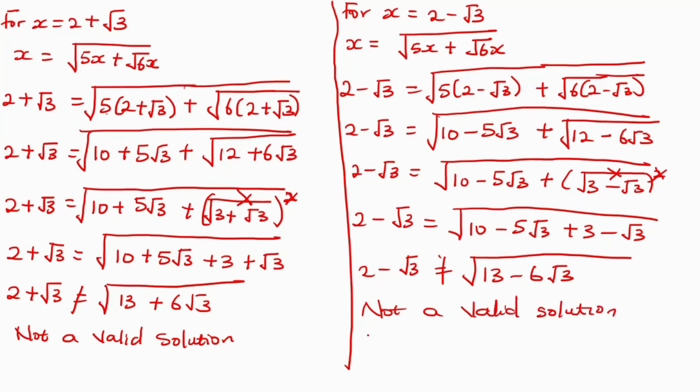So hence the possible values for x, we have that x is equal to 0 or x is equal to 6. And guys, this is our final answer.